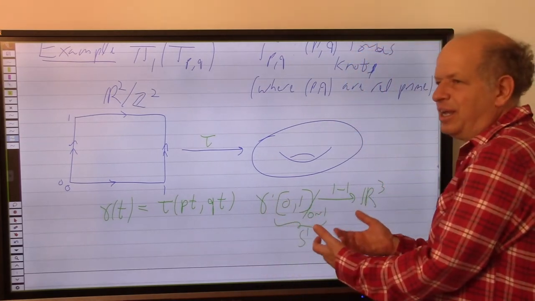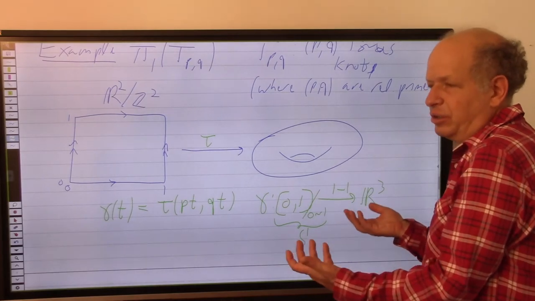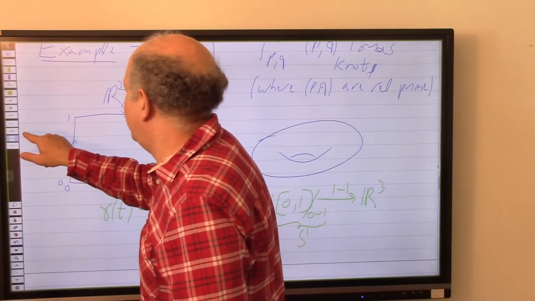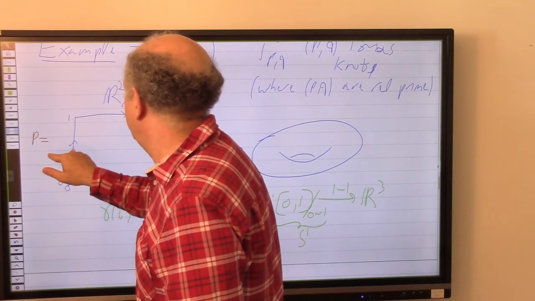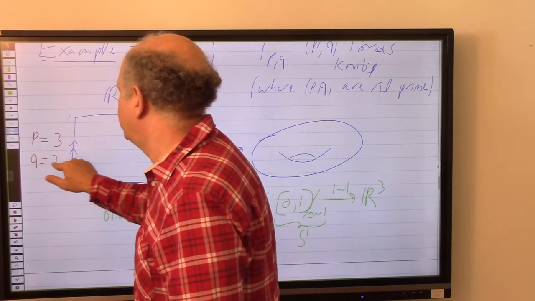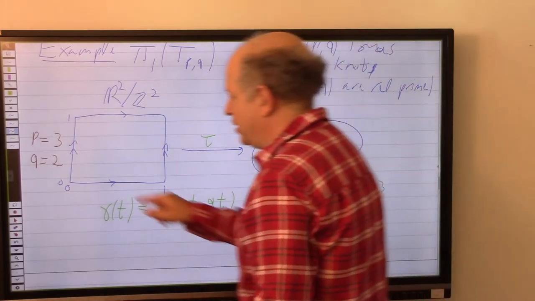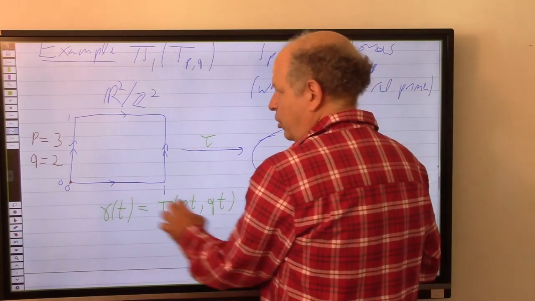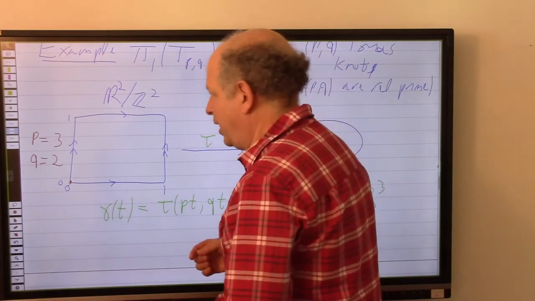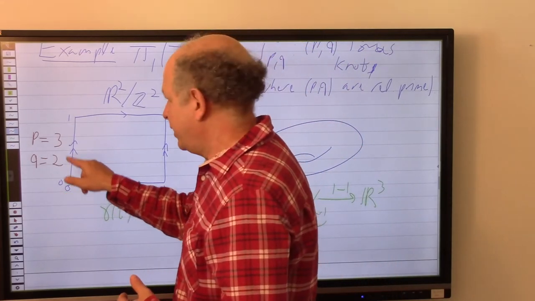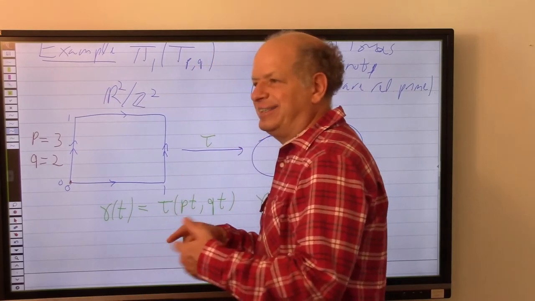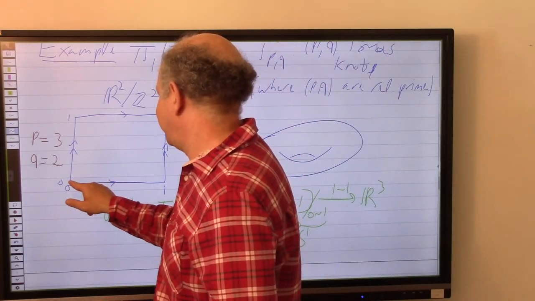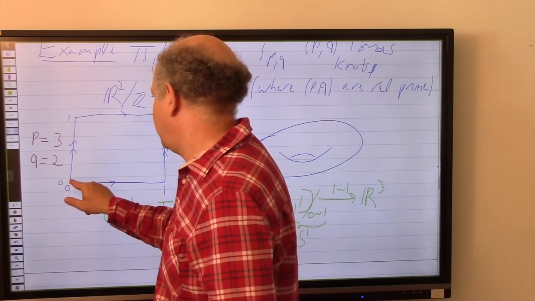So gamma is a knot. But what does the knot look like? Let's do an example. Suppose p is equal to 3 and q is equal to 2. So now I'm drawing the curve (pt, qt) as a curve on the unit square. I start at (0, 0), and the x coordinate progresses faster than the y coordinate. So it goes on slope 2/3, I think.